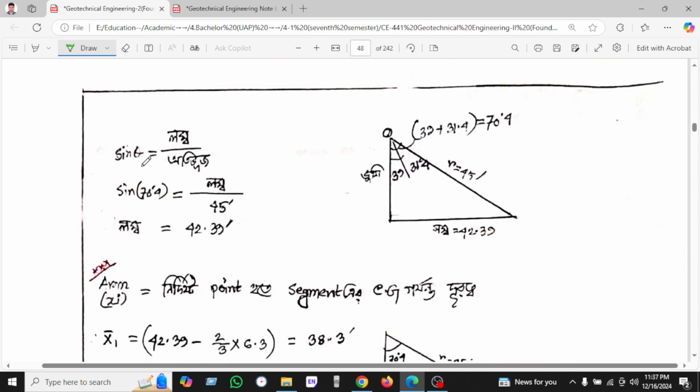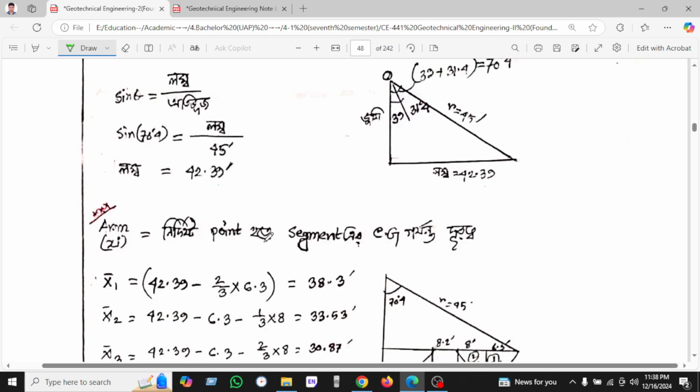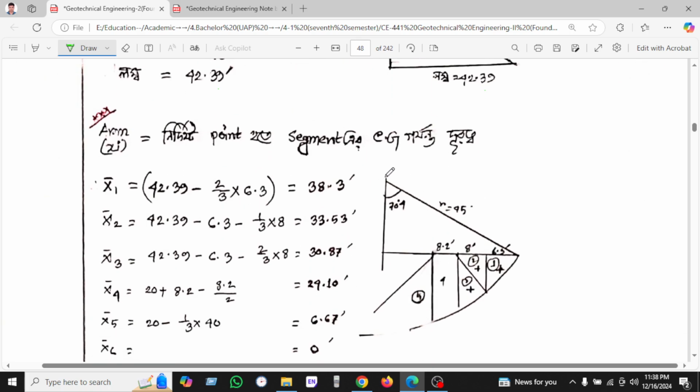We can use sin theta equals length over hypotenuse, so height is 42.39. And how will we get the arm? The arm is the length between a specific point and the CG. So x1, this is x1, and I will get 42.39.